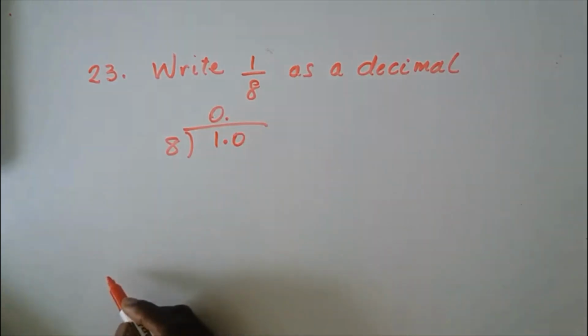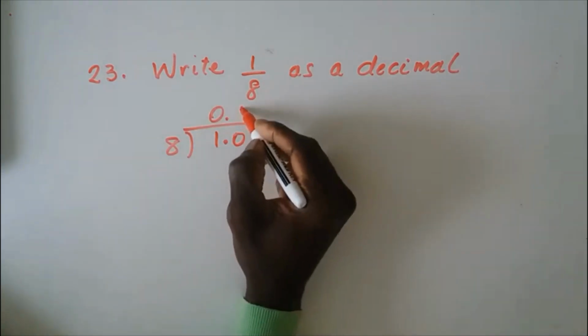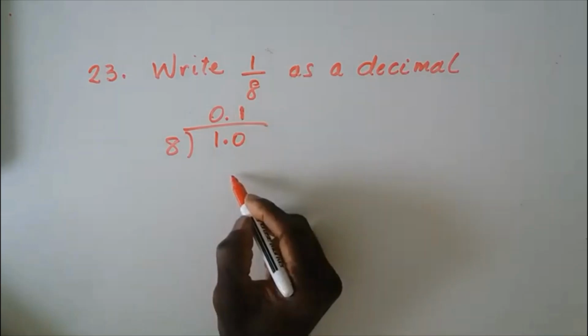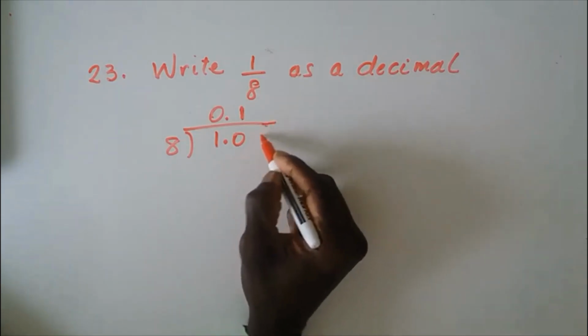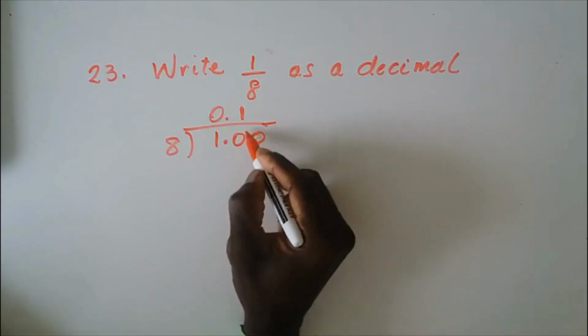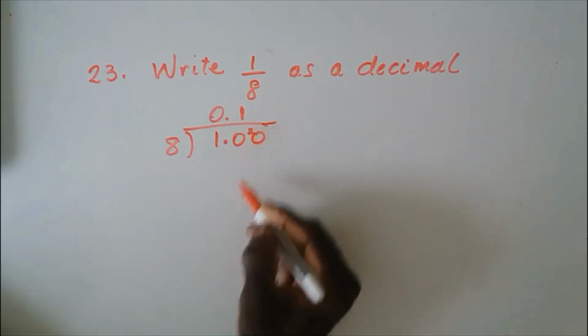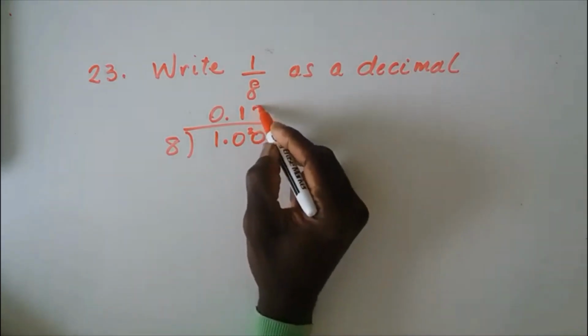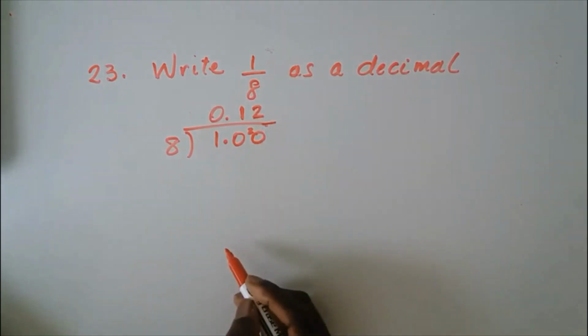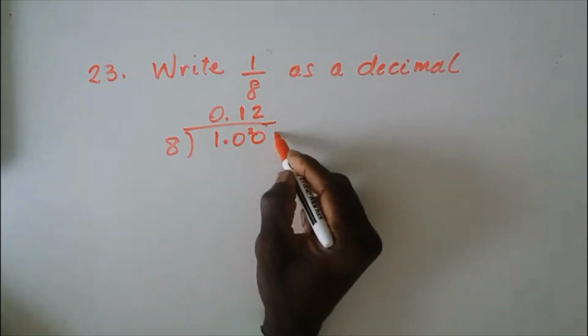How many 8s are there in 10? There is 1. And we have a remainder of 2. So we add another 0 here, and we have the 2 as the remainder there. How many 8s are there in 16? There are 2. 8 2s are 16, and we have a remainder of 4.